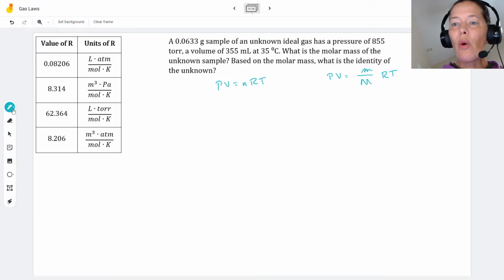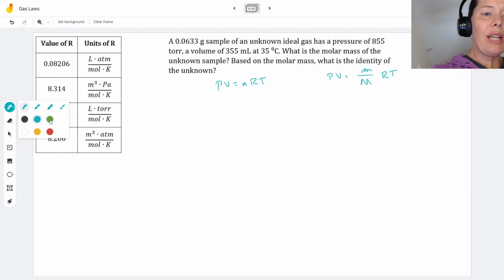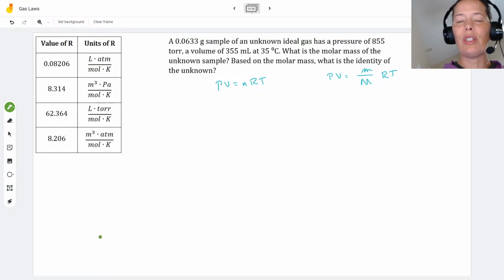All right, so we know that we are going to have to do some conversions here, right? We certainly are going to have to change this 35 degrees Celsius into Kelvin, so let's go ahead and do that. I'm actually going to squeeze this over here. So 35 degrees Celsius, again, we add 273, and we're going to get 308 Kelvin.